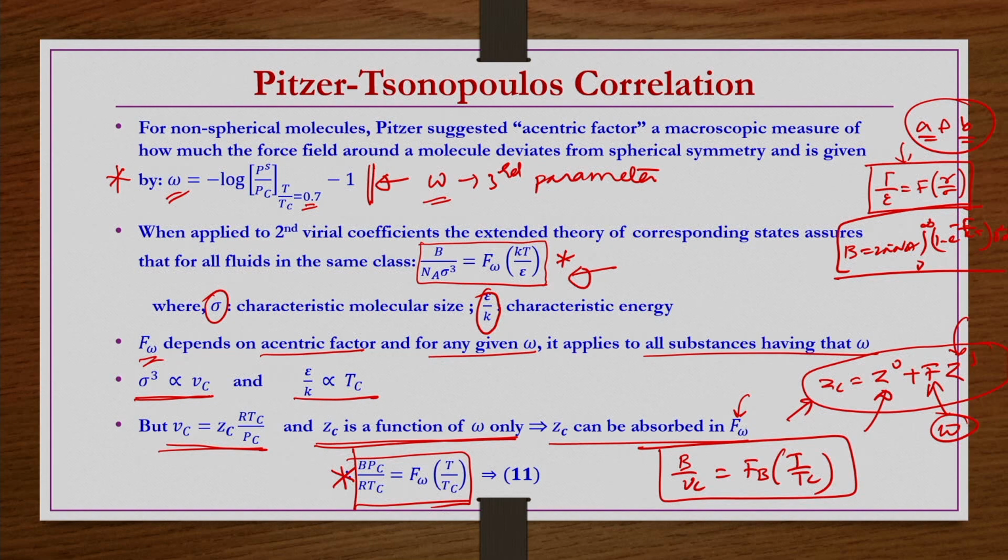So, now for bigger molecules which are non-spherical, whatever the correlations that we are going to see, they will not be of the form B by Vc, rather they will be of the form B Pc by RTc equals some universal function of reduced temperature. So, those things we see now one by one.